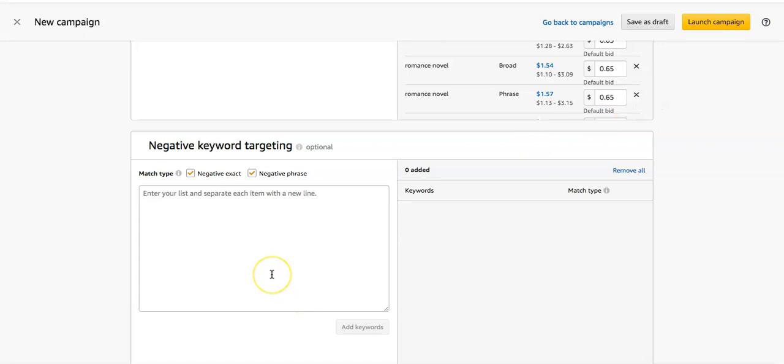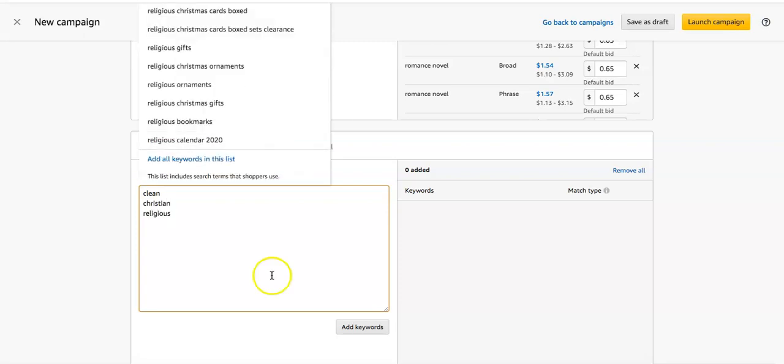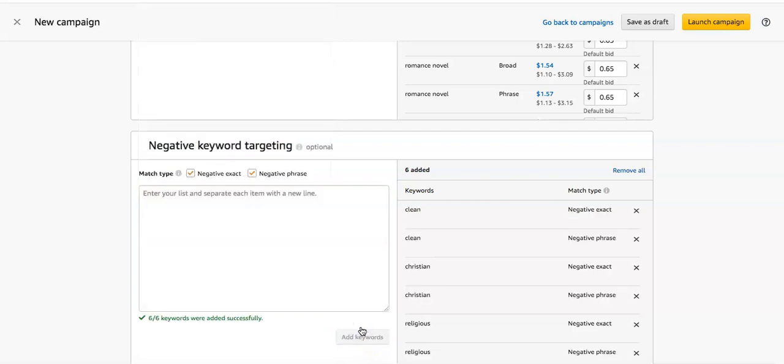You can also do negative keyword targeting, and that's where you put in a word that you don't want ads to serve to. So if you're sending out steamy, maybe you don't want clean, maybe you don't want Christian, maybe you don't want religious. So this just helps to filter out where the ads should not run. So if somebody happens to put in clean romance novel and yours is steamy, then it's not going to show your book on that one.